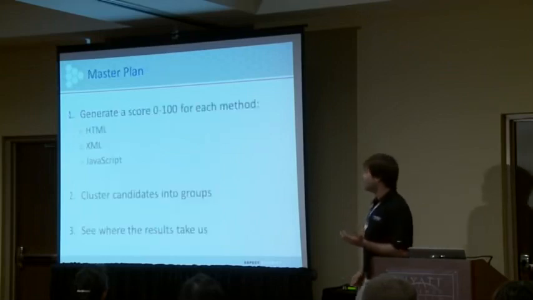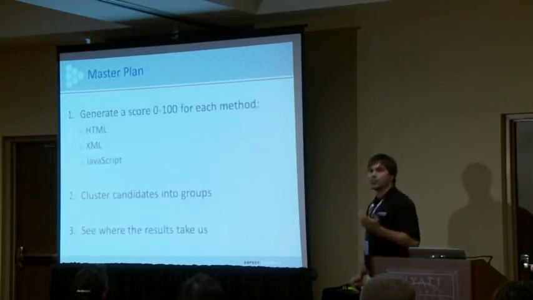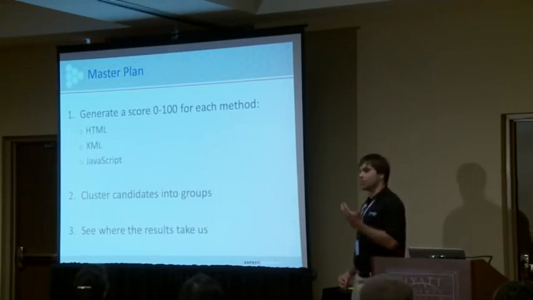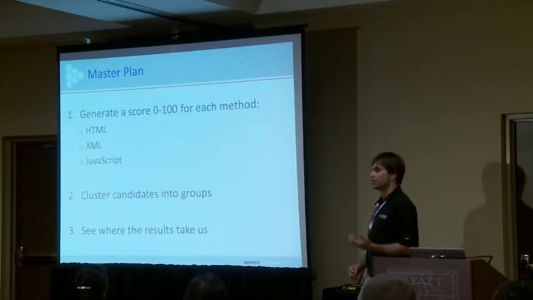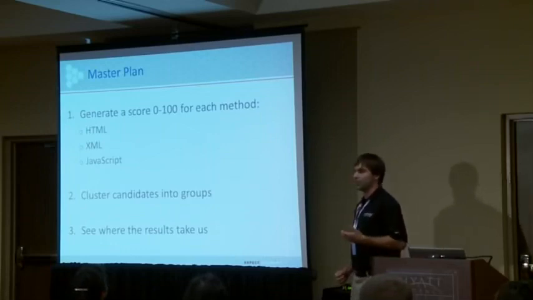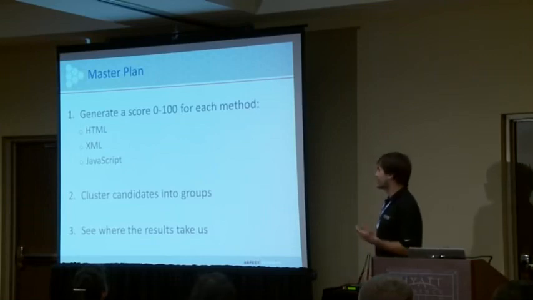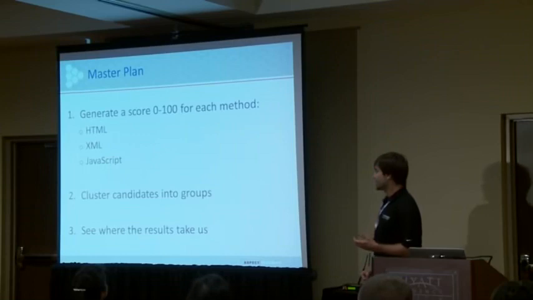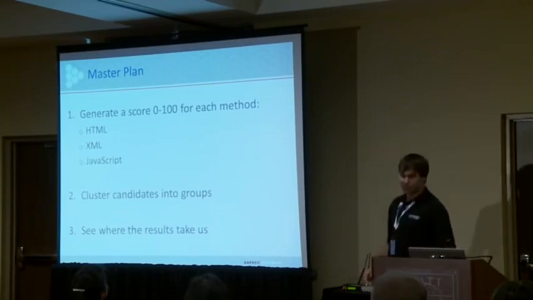To sum up, basically in the first step, we generate a score, 0 to 100, for each of the methods that we're looking at. And we generate a separate score for each encoder type that we're searching for. So far we've got HTML, XML, and JavaScript. So it'll generate 3 separate scores for each of those types. Then we use those scores to, again, cluster the candidates in groups, and then we see what happens in step 2.